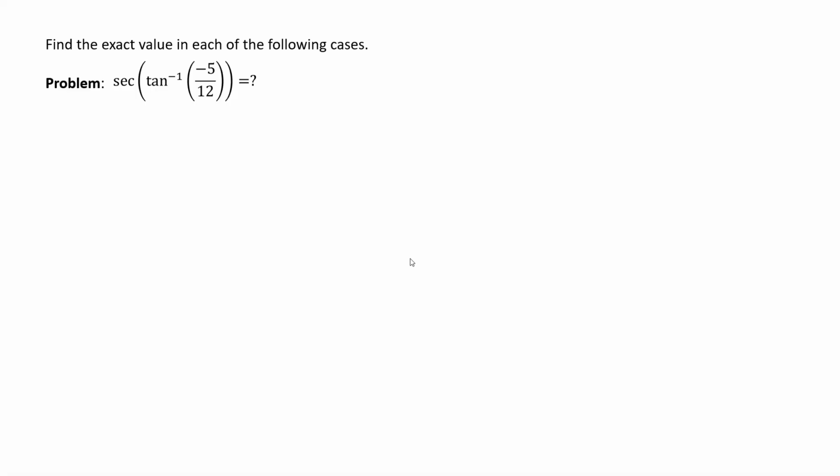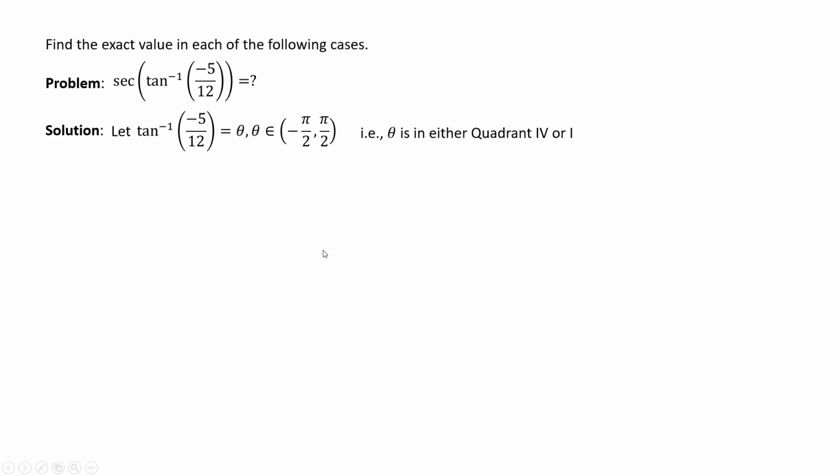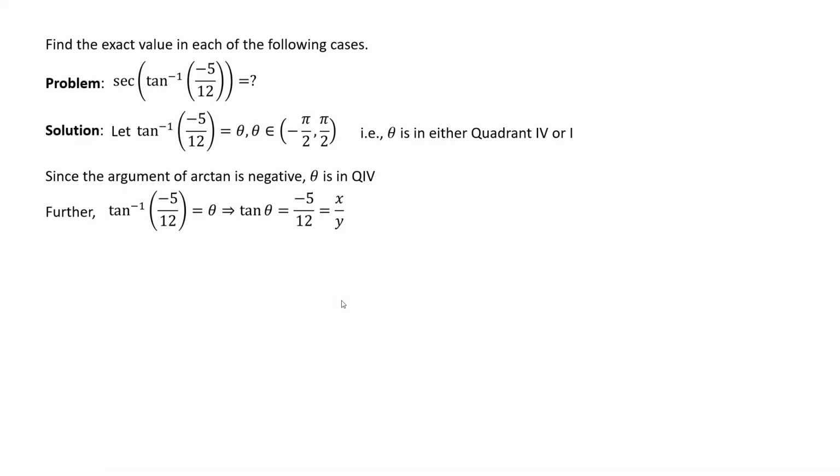Secant of tan inverse of negative 5/12. Well, the process is similar. Again, let tan inverse of negative 5 over 12 be equal to theta, but theta must be in negative pi half to pi half because we are looking at tan inverse, and that is quadrant 4 or 1. Since the argument is negative, theta must be in the fourth quadrant, and so tan inverse of negative 5 over 12 is theta. That implies tangent theta is negative 5 over 12, that's equal to y over x.